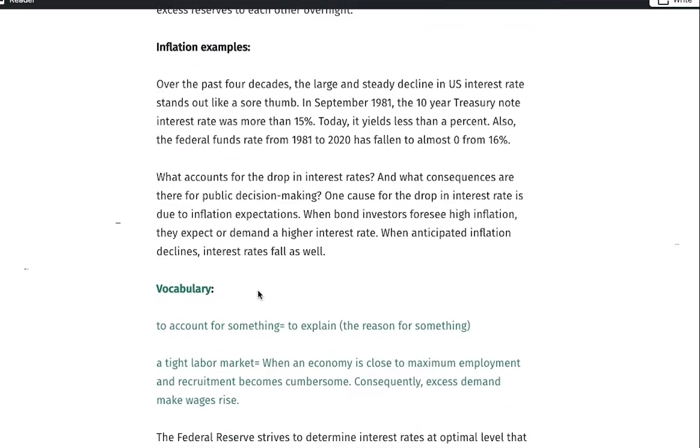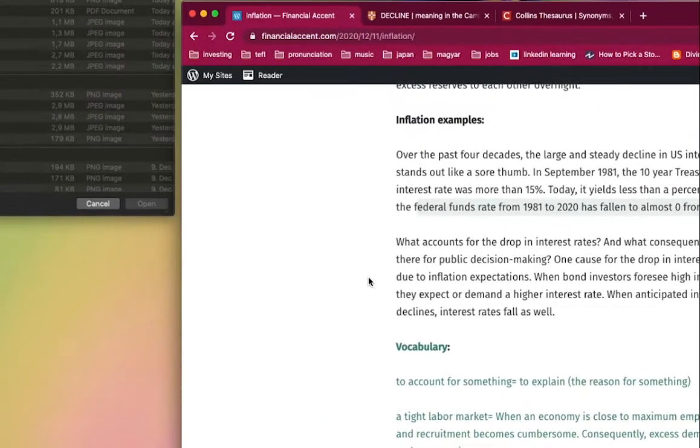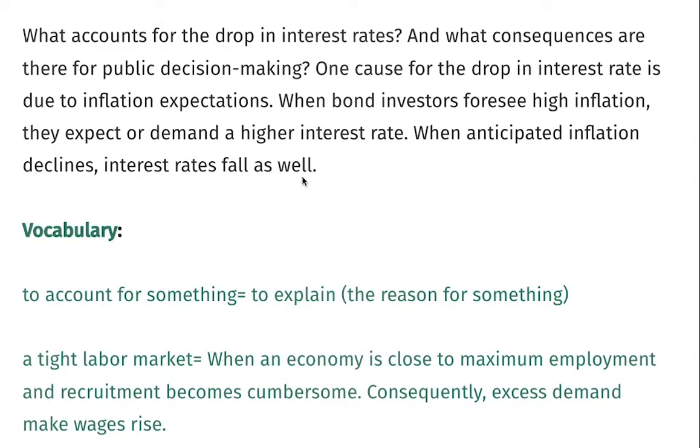Now let's look at some examples of inflation. Over the past 4 decades, the large and steady decline in US interest rates stands out like a sore thumb. Many decades ago, the 10-year Treasury note interest rate sat at more than 15%, but now it has declined to almost zero, to less than 1%. The same thing has happened with the federal funds rate. It is almost zero now. So the interest rate has declined steadily over 4 decades.